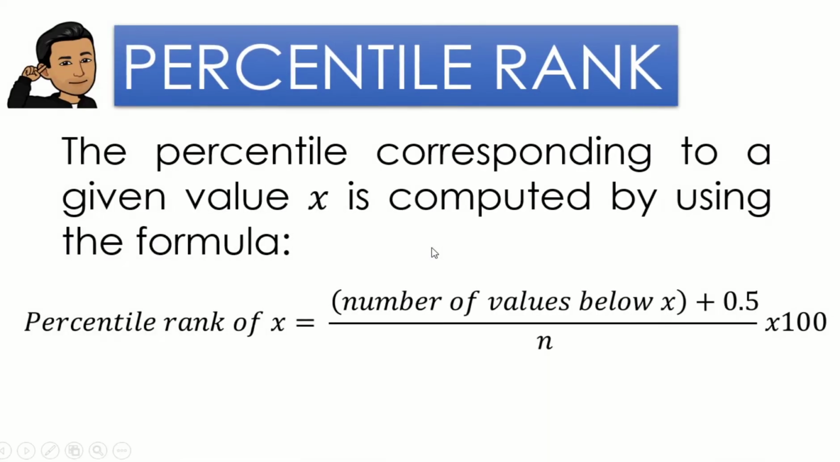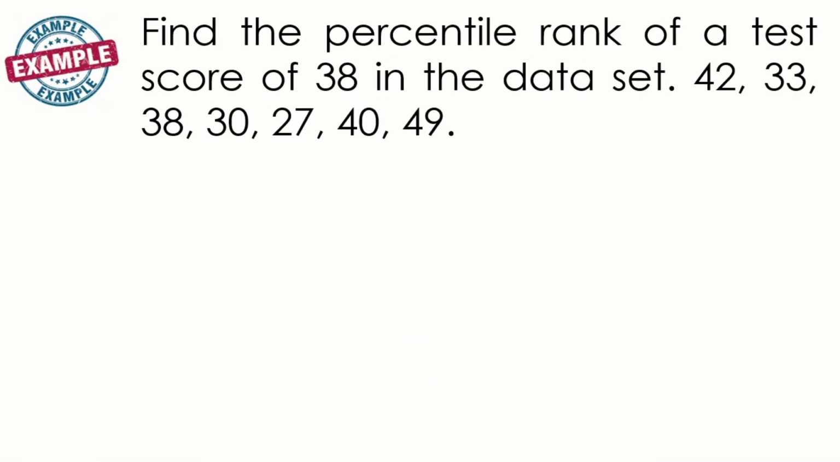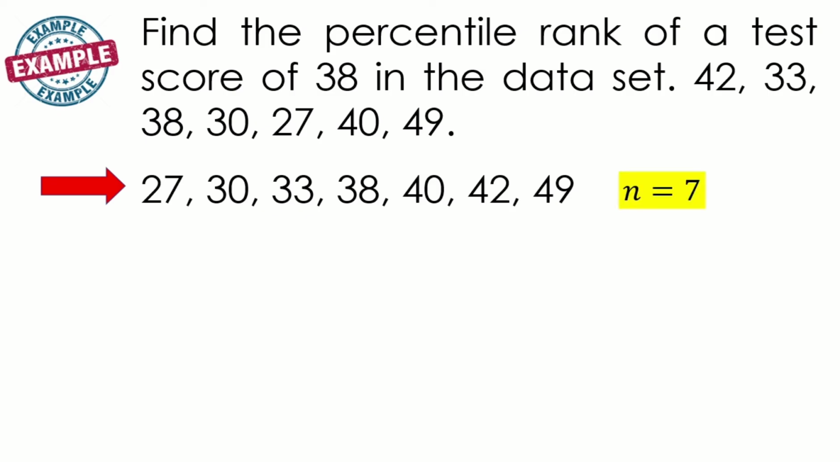So, may gagamitin po tayong formula. Percentile rank of x equals the number of values below x plus 0.5 over n times 100. Tandaan nyo itong formula na to para makuha natin yung percentile rank. For example, find the percentile rank of a test score of 38 in the data set: 42, 33, 38, 30, 27, 40, 49. Again, arrange ulit natin in ascending order. So yung n natin is 7.